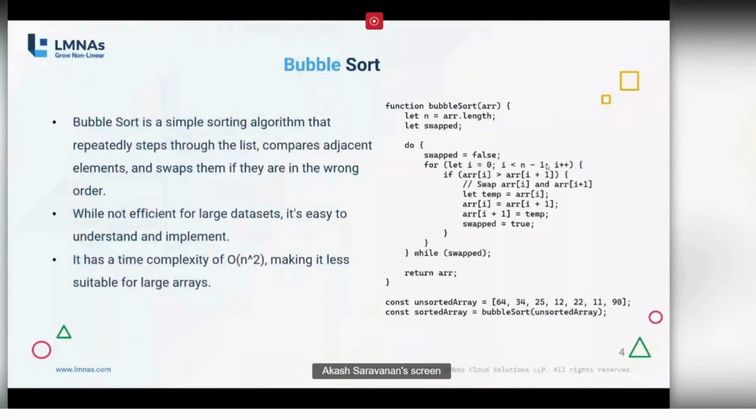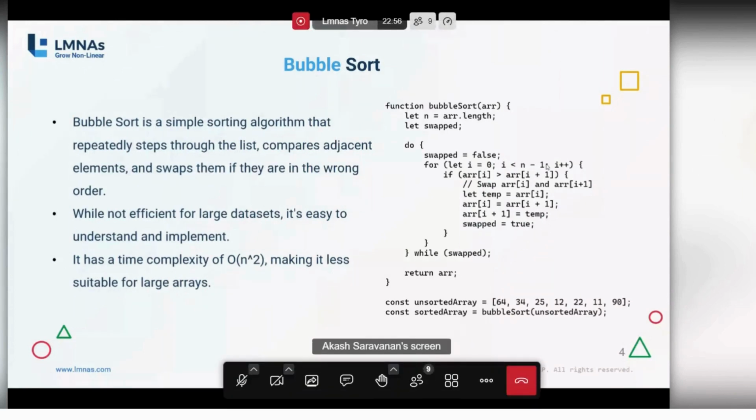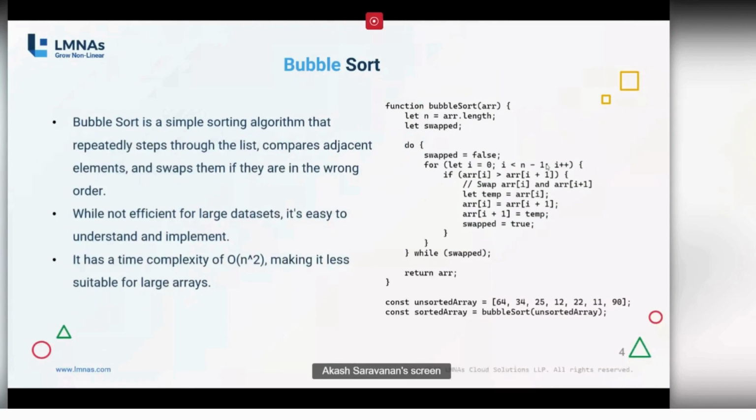For n, it will store the length of the array. Here it will be 7. So n will be 7, right? Fine. We declared swapped here. Swapped is a variable you have declared without a value. So I'll go to the do loop.